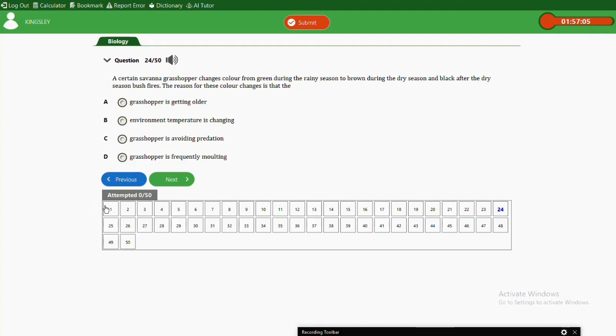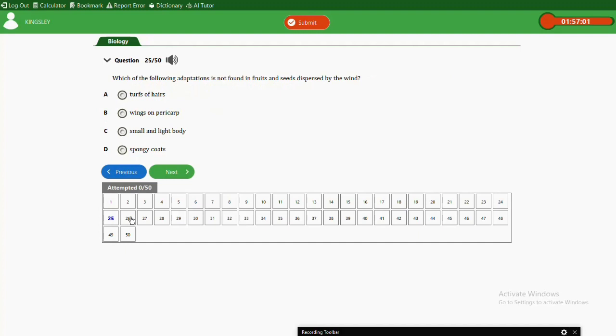That's question 25. Question 25 says, which of the following adaptations is not found in fruits and seeds dispersed by wind? A is tuft of hairs, B is wings on pericarp, C is small and light body, D is spongy coats. So actually the correct answer to this question is spongy coats, because having a spongy coat actually makes the fruits and seeds heavier, so that in that way they will not be dispersed by wind.